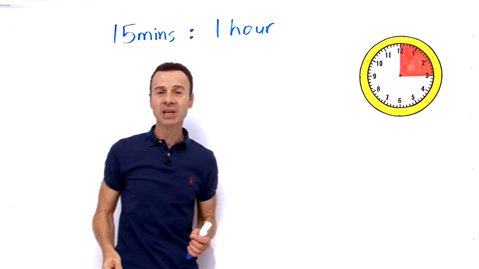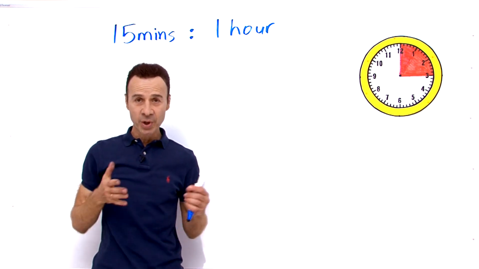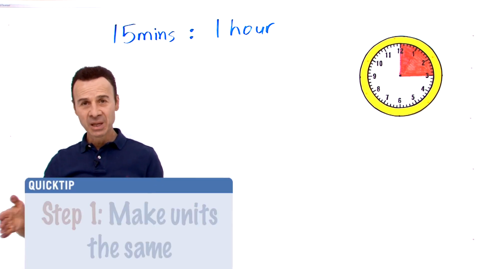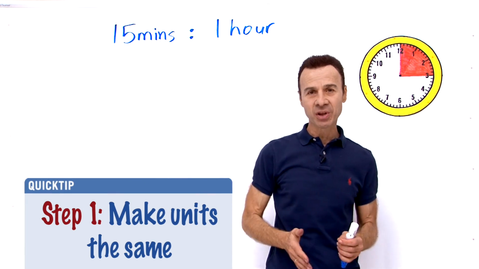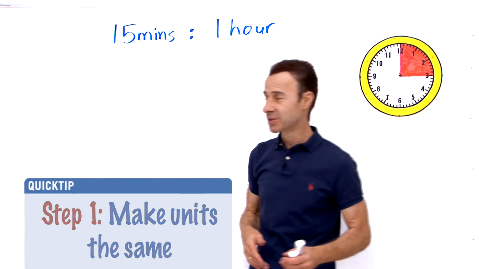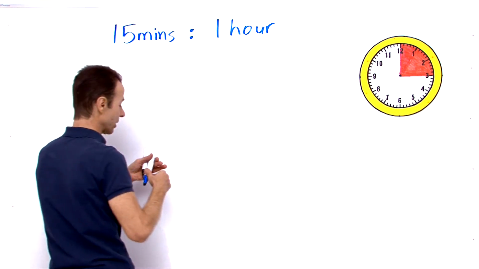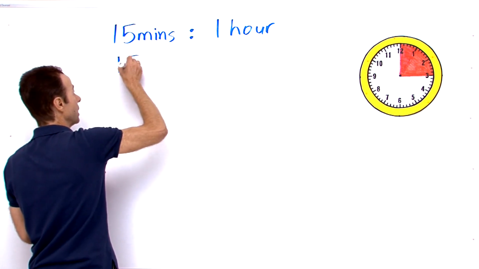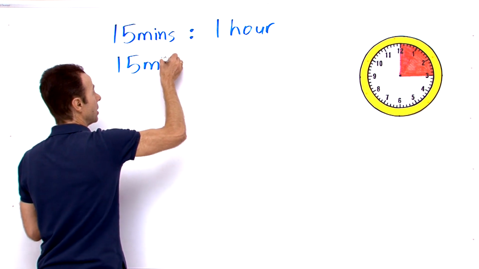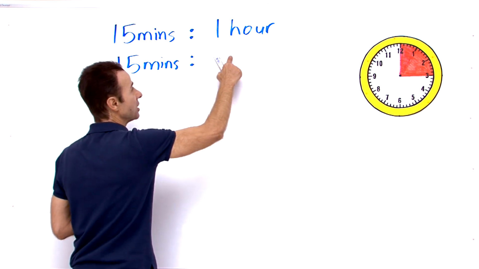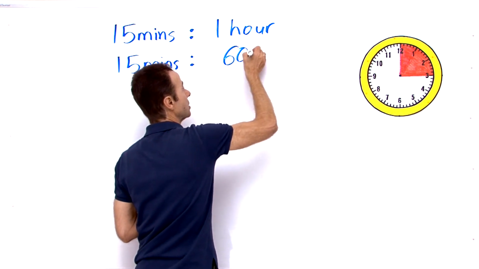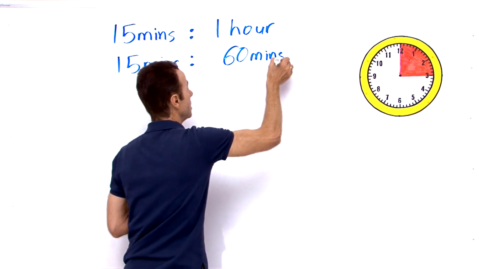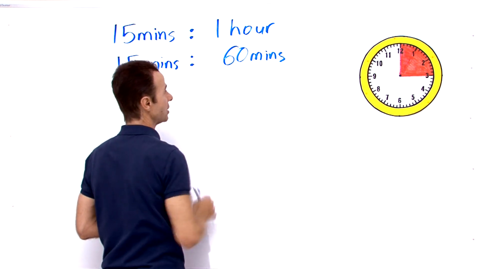So what's interesting here is we need to have the same units, because what we've got now is 15 minutes to 1 hour. Minutes and hours don't work, so we're going to make them both minutes. So 15 minutes to 1 hour is the same as saying 15 minutes to how many minutes in an hour? As you know, there's 60. 60 minutes. So 15 minutes of 60 minutes.